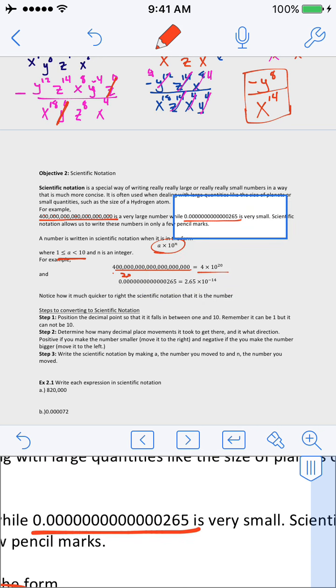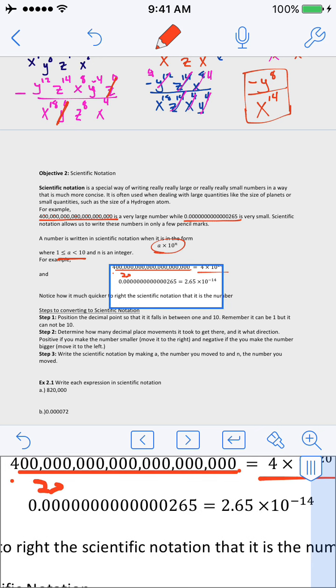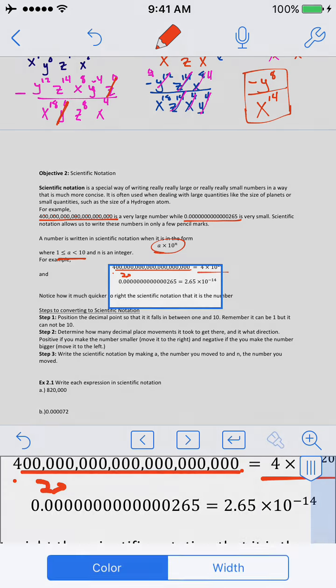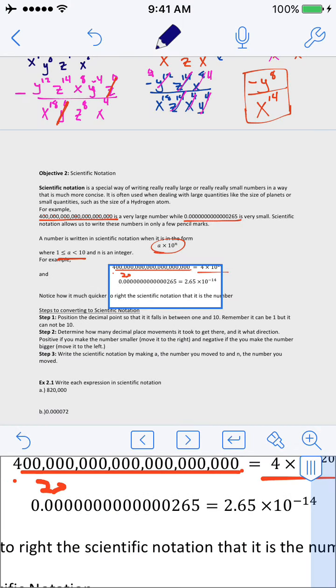And we can do the same thing for a very, very small number like this one here, except we would go the other way, right? We would move things until we got a number between 1 and 10, so we would start going to the right. That would be 1, 2, 3, 4, 5, 6, 7, 8, 9, 10, 11, 12, 13. Sorry, 13 zeros. And then still we have 0.265.